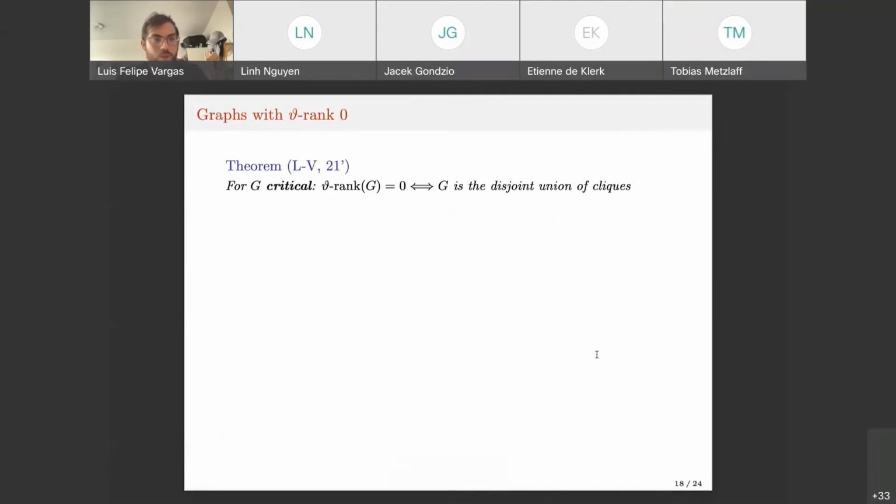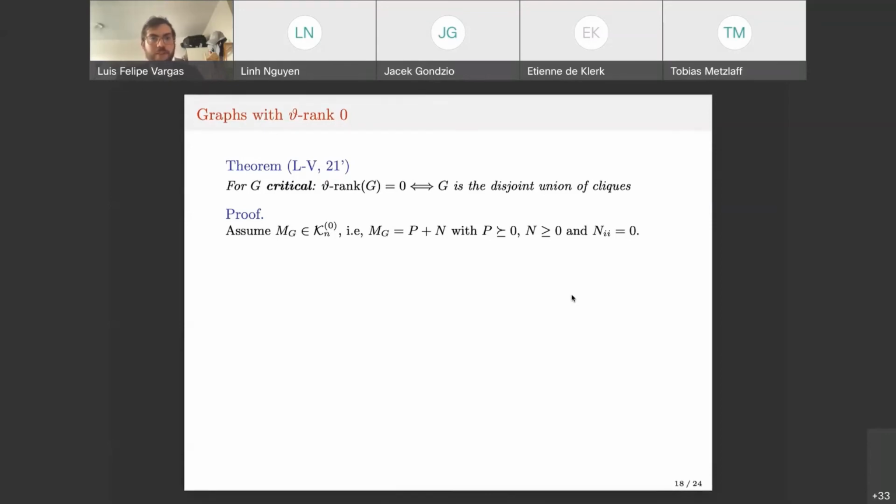Okay, and what we can do is characterize the graphs for which the theta rank is 0 in the case when G is critical. So if G is critical, the theta rank is 0, or the first level of approximation is exact, if and only if G is a disjoint union of cliques. So it's actually an easy class. Yeah, maybe we can do this together.